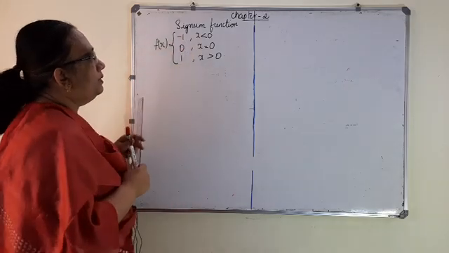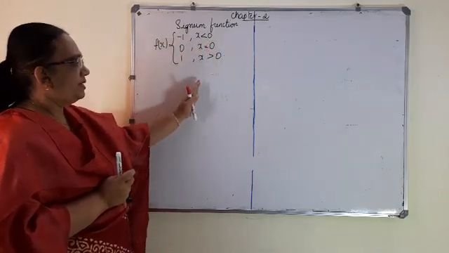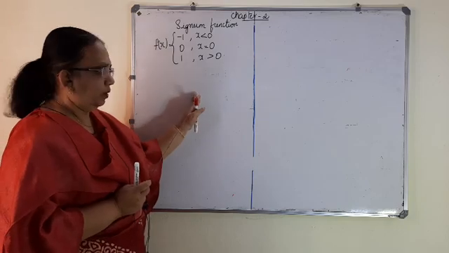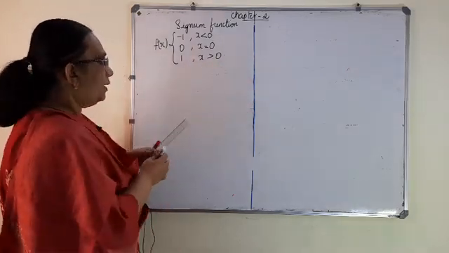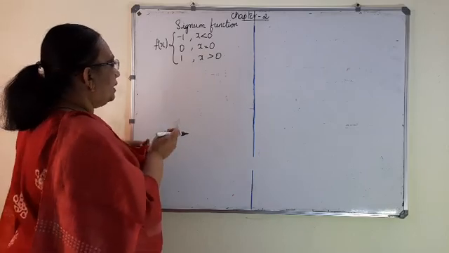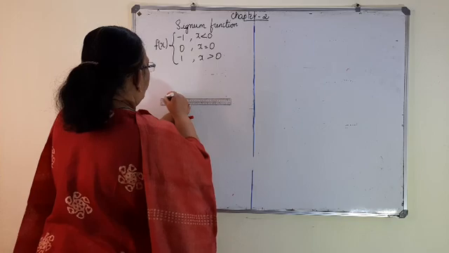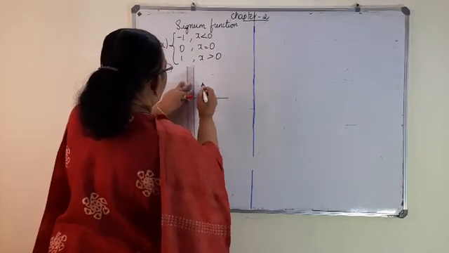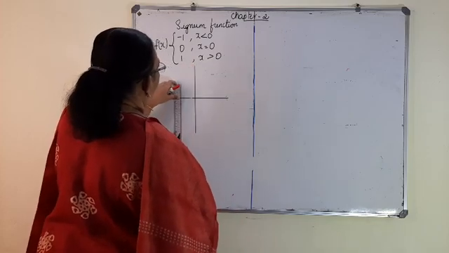But what about the domain? x is less than 0, that means x can take all negative values. x is equal to 0. x greater than 0 means x can take all positive values. So you can fix what the domain is and what the range is. Now, let us plot the graph. It is a very important graph. In your higher classes also you require this graph.